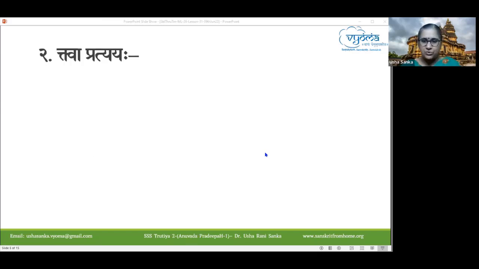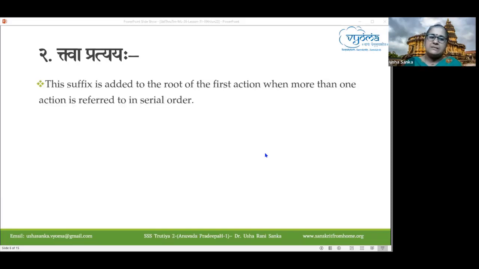Now we will enter tva pratyaya. Tva is yet another idea. We have discussed something about it in the previous sessions. Okay. So this suffix is added to the root of the first action when more than one action is referred to in serial order. Nice way of putting it.